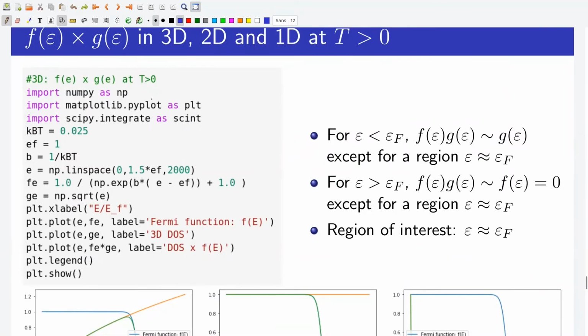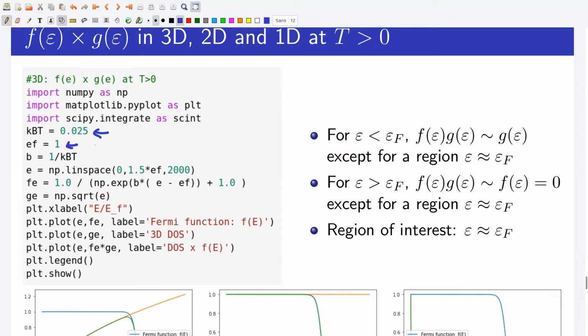Now that we have figured out how the density of states looks for 1D, 2D and 3D free electron gas, we can plot Fermi function times density of states at T greater than 0. Let us do it for room temperature. At room temperature, kBT is equal to 0.025 electron volt, where kB is the Boltzmann constant and T is the temperature. Let us take Fermi energy to be equal to 1 electron volt.